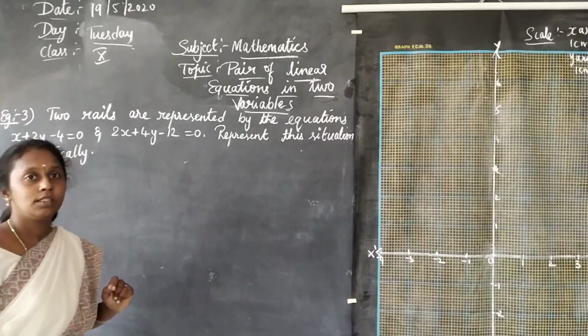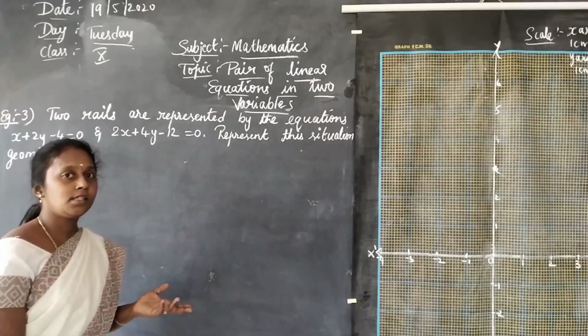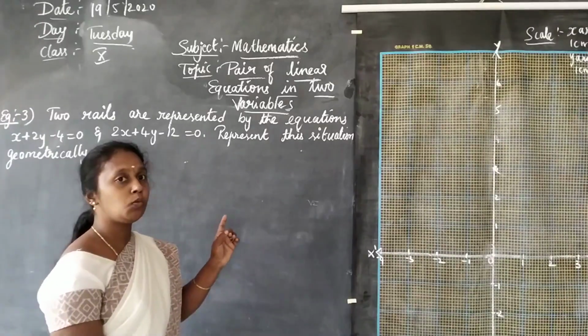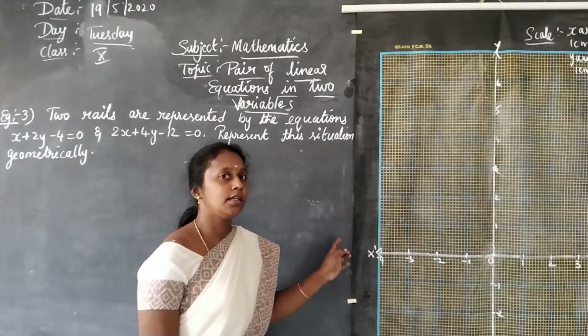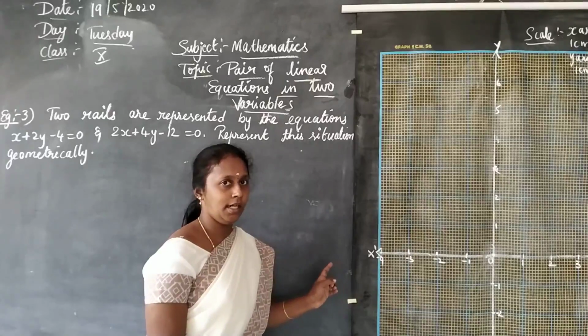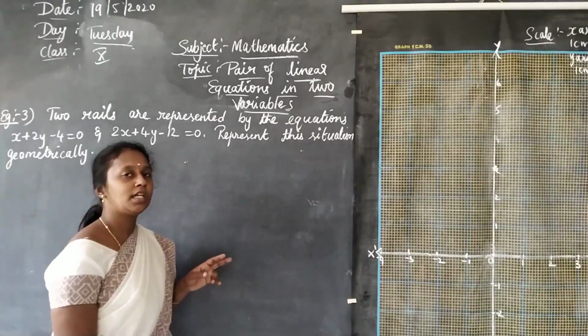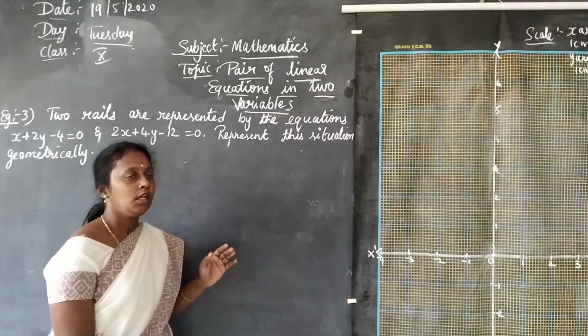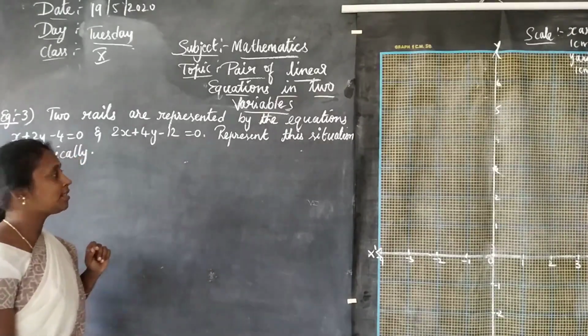Example number 3. In the previous classes, I solved two example sums, in which the first example was for representing intersecting lines on the graph. The second example which I gave was coinciding lines represented on the graph. Now today let me see the third example.